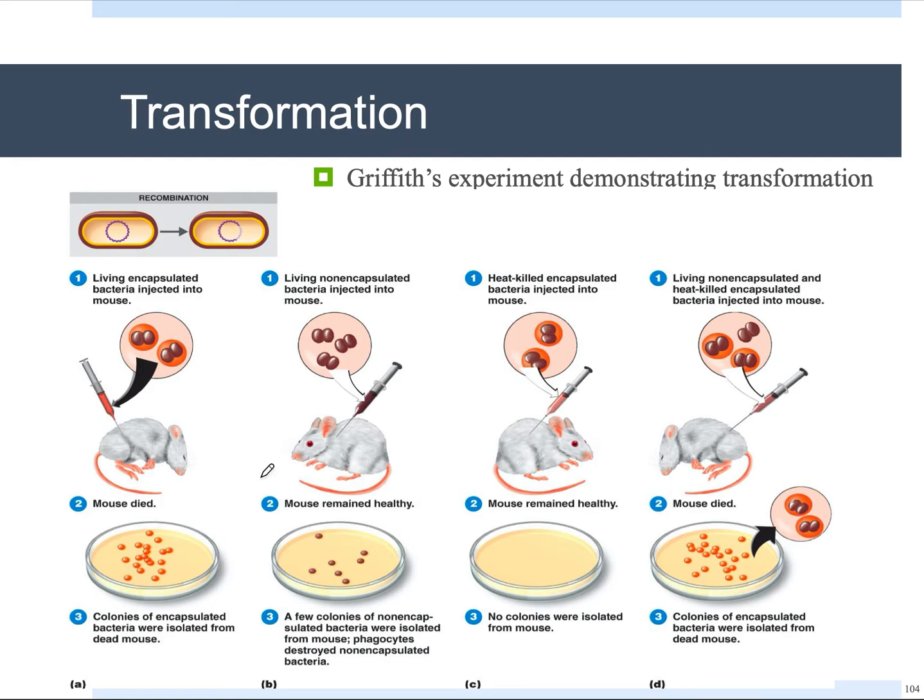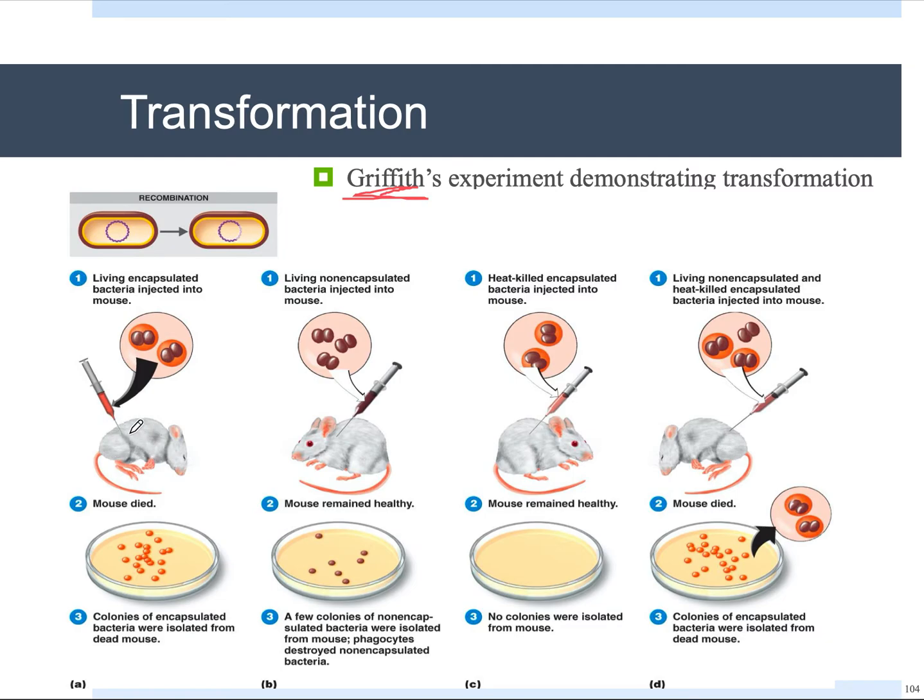Natural transformation was first demonstrated by Griffith, and this is what we call the Griffith experiment, where a mouse was injected with colonies of bacteria that had capsules, and so were very virulent. And so once they injected them with these capsulated bacteria, the mice died.